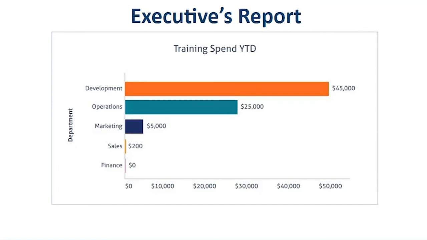And below is an example of an aggregate report in the form of a bar graph showing the amount of money spent by each department. We can see that the development department has spent the most money on travel related to training since the beginning of the year. So this may be useful for an executive to predict future trends and budgeting for the next year.